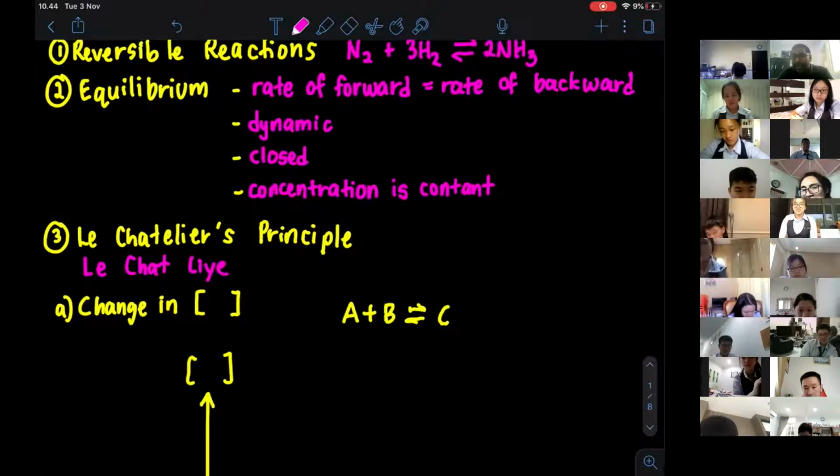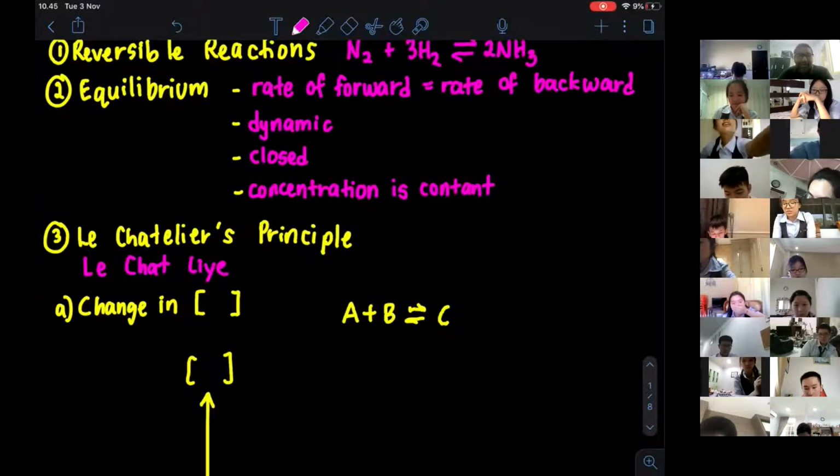Okay, this is how we Singaporeans memorize. Yeah, how do we pronounce Le Chatelier's principle? So if you are wondering how to pronounce it properly, you can actually use that: Le Chatelier's principle.